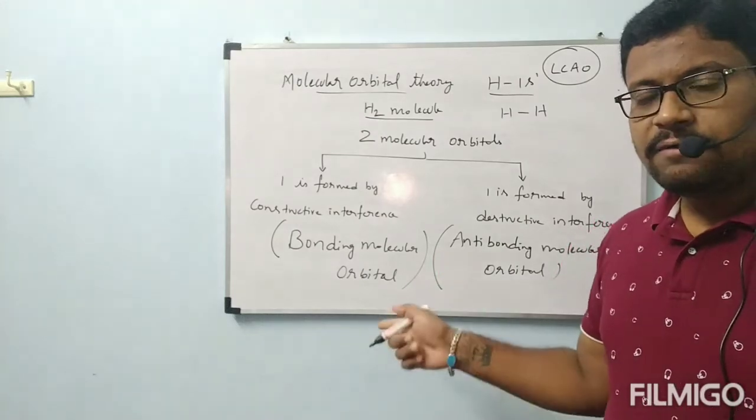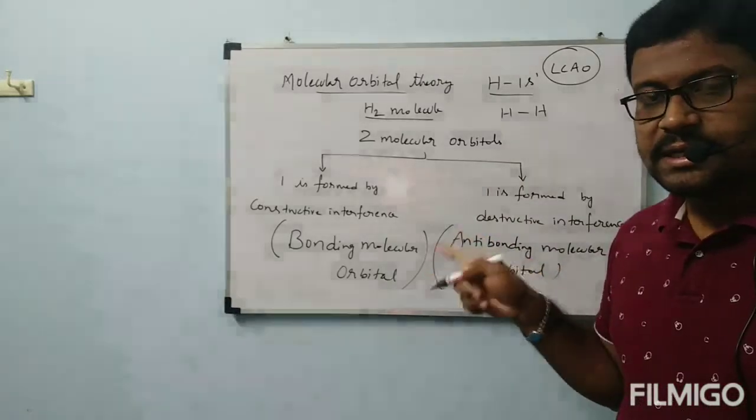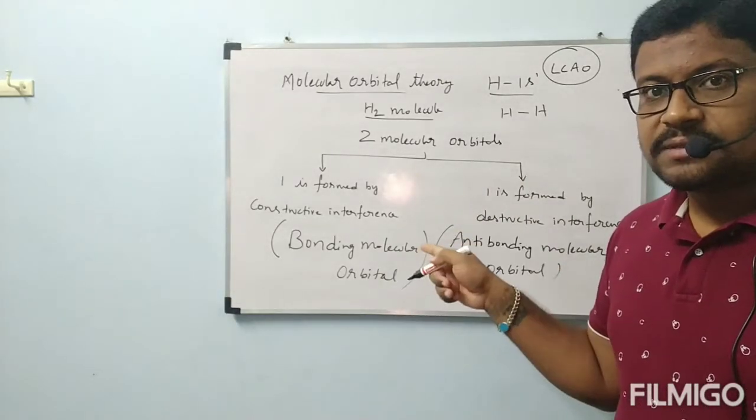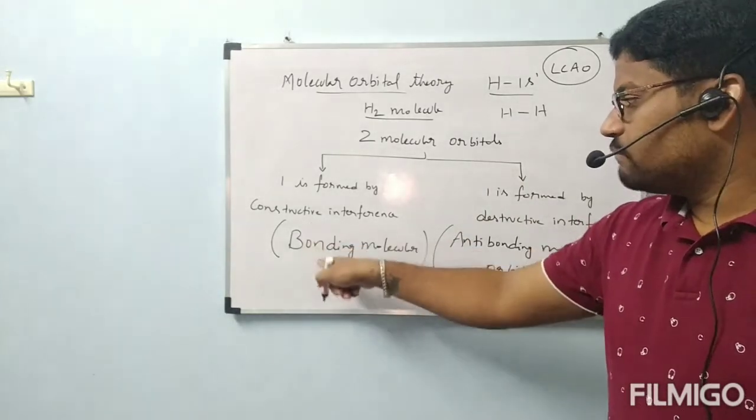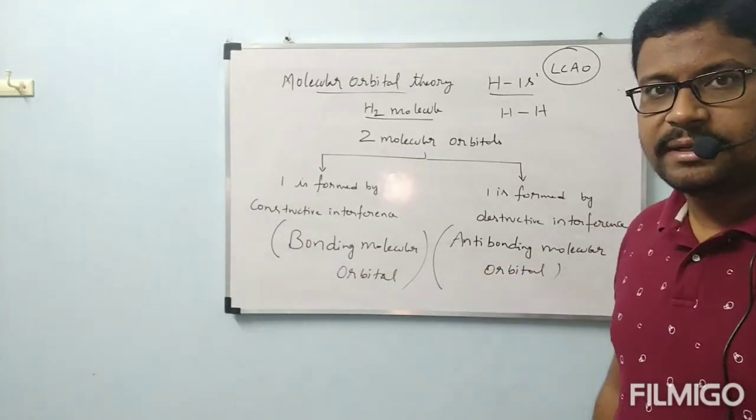Is it okay? Now if you are clear about this, note down in your classwork neatly, all of you. After this, I will write the representation of bonding molecular orbital as well as anti-bonding molecular orbital.